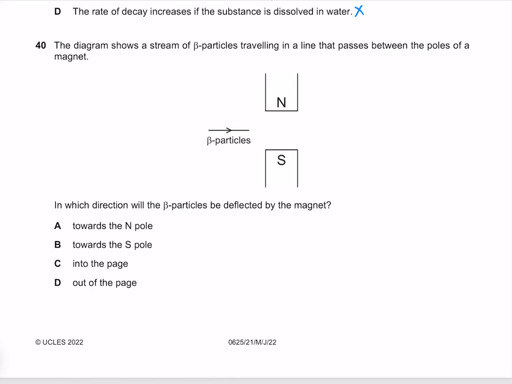The diagram shows a stream of beta particles traveling in a line that passes between the poles of a magnet. In which direction will the beta particles be deflected by the magnet? For this, I'm going to use the right-hand slap rule. For this rule, we point our thumb in the direction of positive charge movement. Because the charge is negative, our thumb points in the opposite direction. Our fingers point towards the south pole. Doing so makes our palm face out of the page, and so our answer is D.